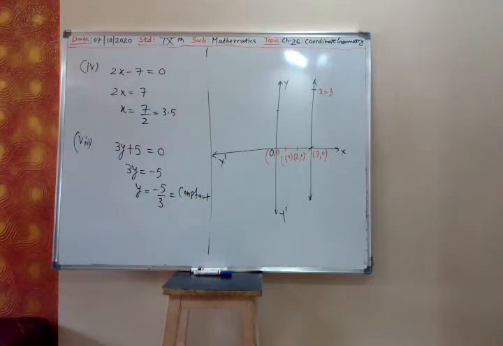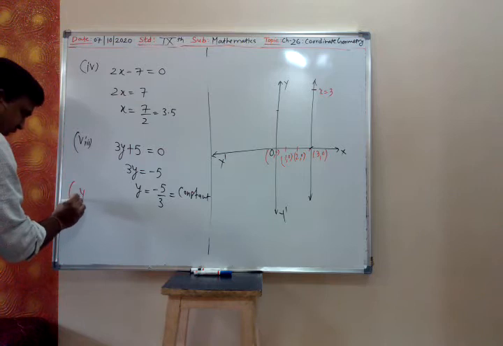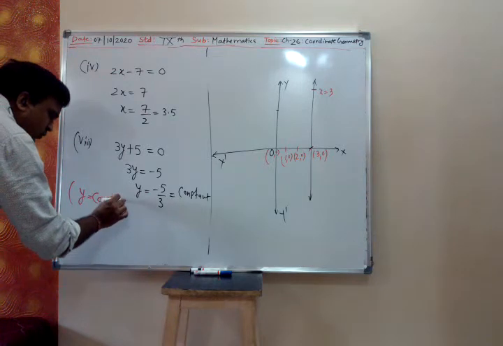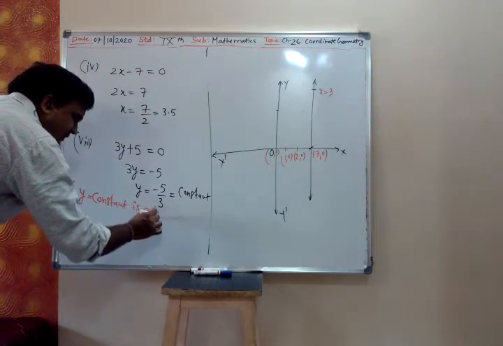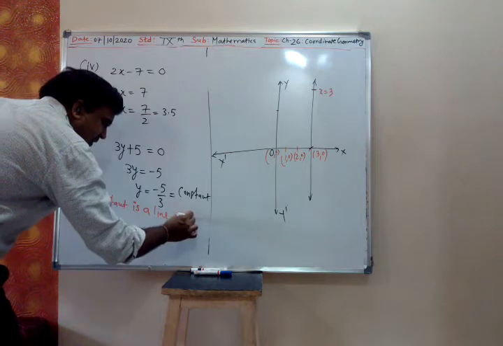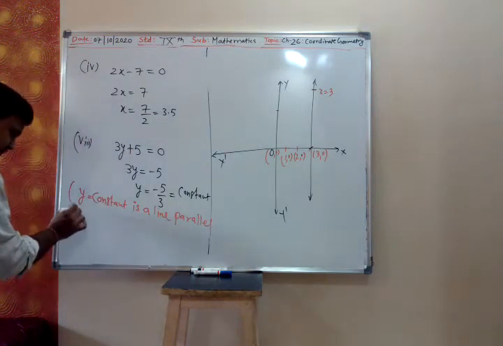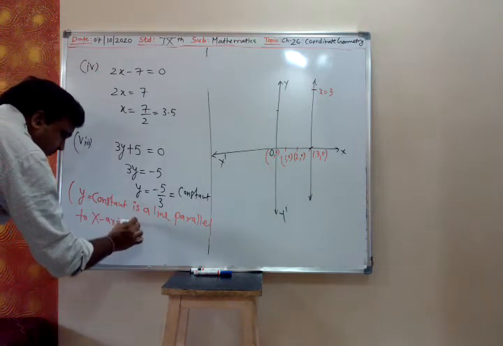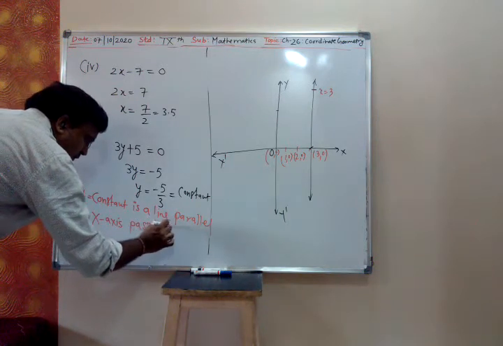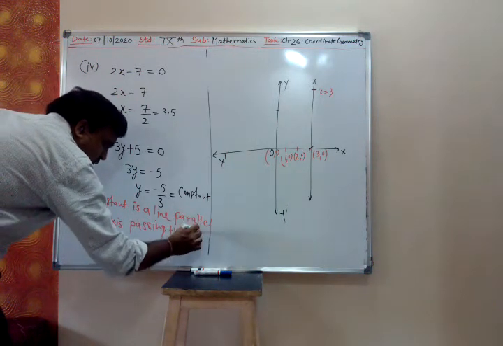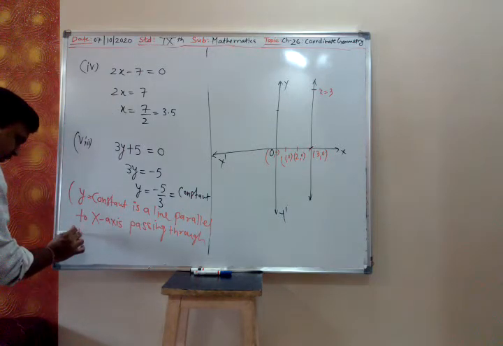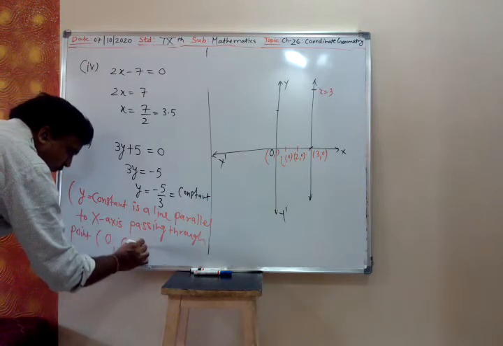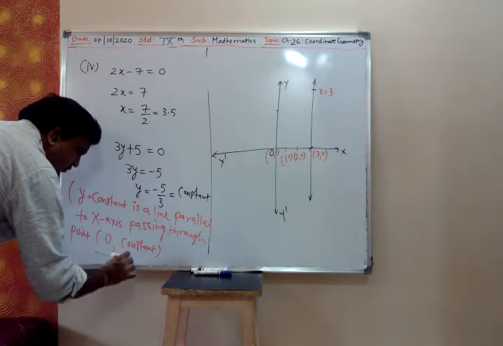So you have to use the basic result. You keep it as it is. Y is equal to constant is a line parallel to x axis, passing through the point 0 comma constant, because y is equal to constant.